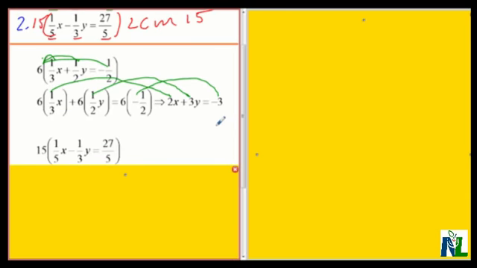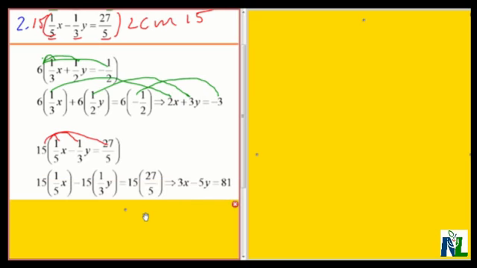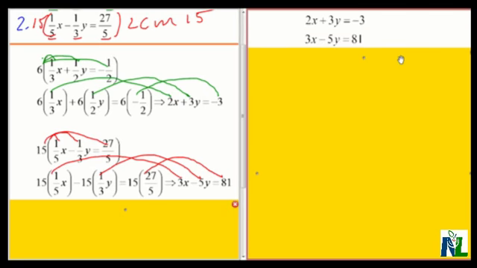The second equation gets multiplied by 15. All terms get multiplied by 15. So I'll get 15 times 1/5 x minus 15 times 1/3 y equals 15 times 27/5. 15 times 1/5 x is 3x, minus 15 times 1/3 y is 5y, equals 15 times 27/5 is 81. So I get 3x minus 5y equals 81. This equation will be equivalent to equation number 2. So I have 2x plus 3y equals negative 3, and 3x minus 5y equals 81. I'll call this equation 3, and I'll call this equation 4.